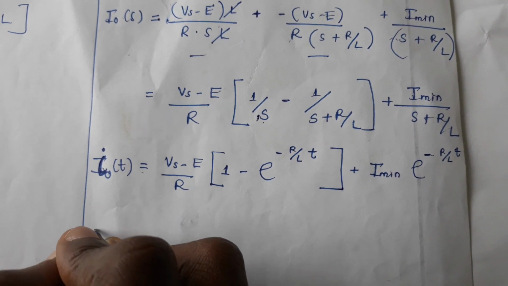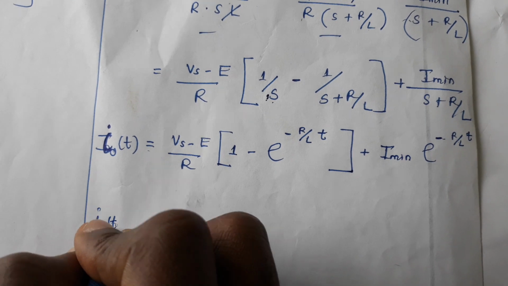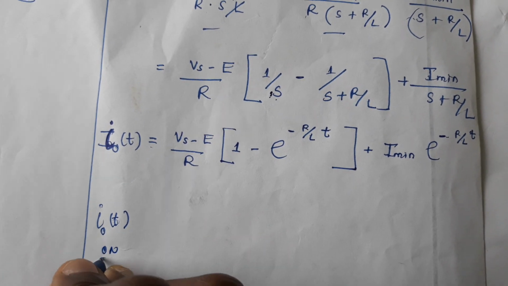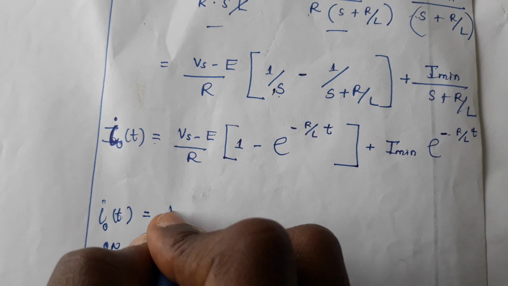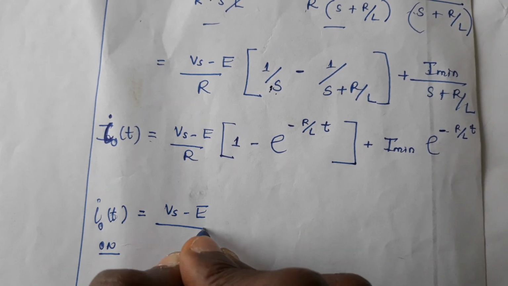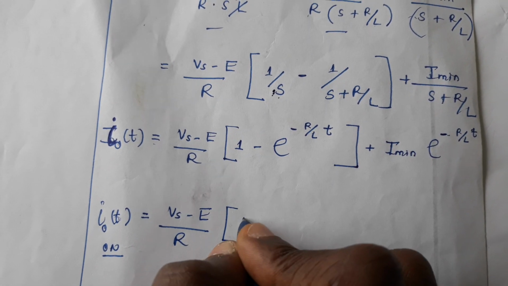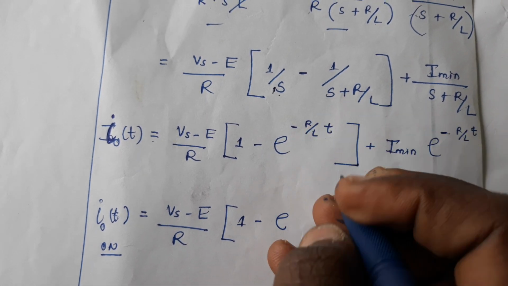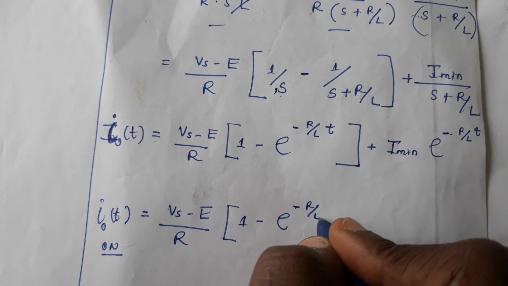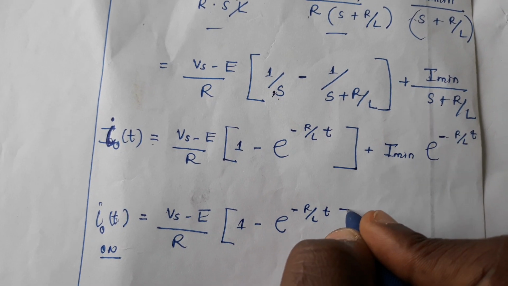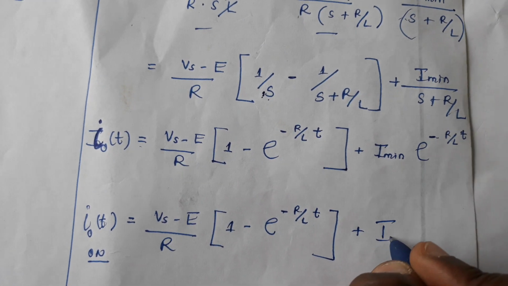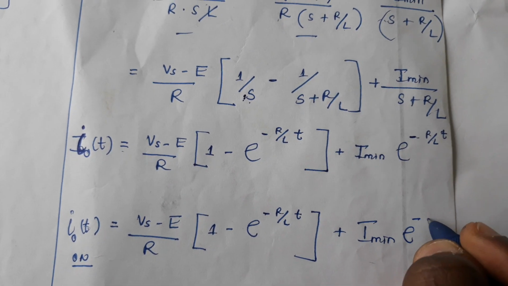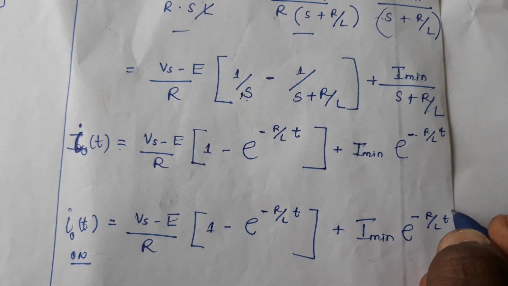So therefore, the instantaneous current in mode 1, when the switch is on, is going to be given as Vs minus E over R, 1 minus exponential minus R over L T, plus exponential minus R over L T.